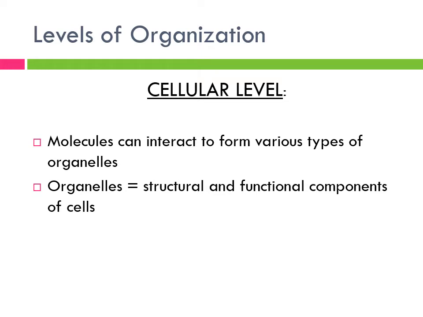Then we move on to the cellular level of organization. When different atoms come together to form molecules, the molecules then come together to form different types of organelles, which are the structural and functional components of cells. So your cells are made up of molecules. So that's our second level of organization. Next week, we're going to spend the whole week looking at cellular anatomy and physiology.